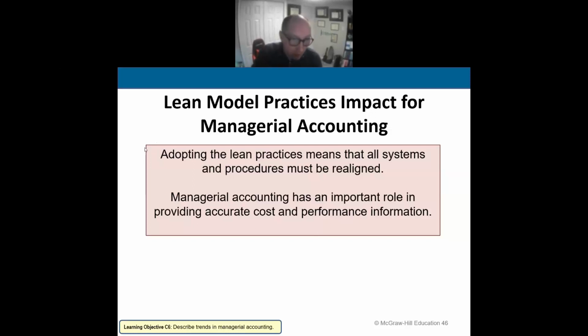And in manufacturing and in accounting, it's important to be lean. We want to reduce waste. We want to make sure that our systems are agile and that they have the ability to use information to continuously improve.